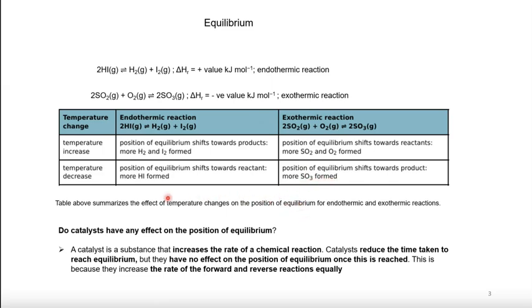Well, then comes the question: do catalysts have any effect on the position of equilibrium? What is a catalyst? A catalyst increases the rate of chemical reaction, or reduces the time taken to reach equilibrium. Therefore, it does not have any effect on the position of equilibrium once we reach the equilibrium position. So a catalyst, in fact, has no effect on the position of equilibrium.